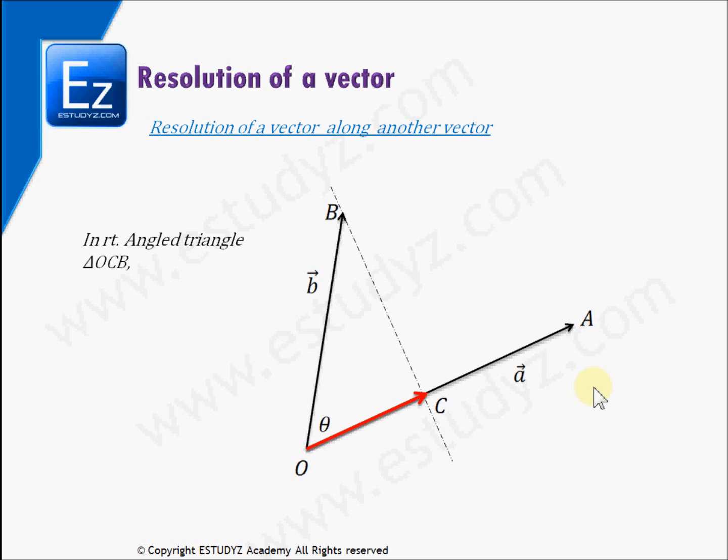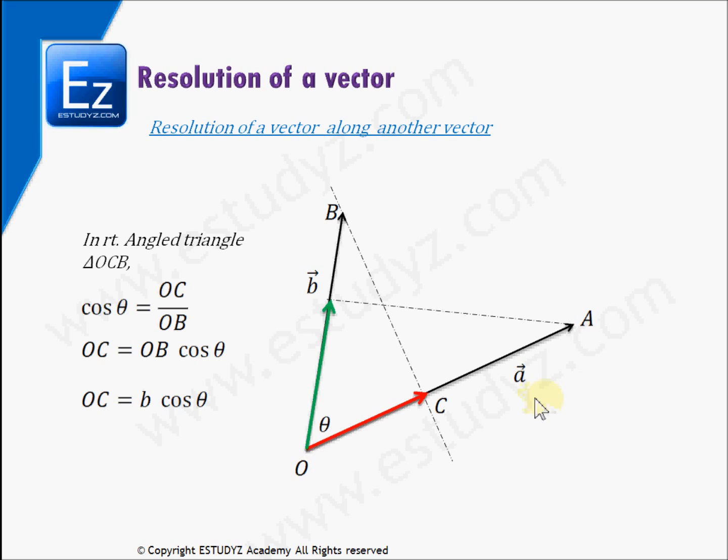In right angle triangle OCB, cos of theta is OC upon OB. So OC is OB cos theta, or OC is B cos theta. Similarly, we can find the component or the resolution of the vector A along B vector, which is A cos theta.